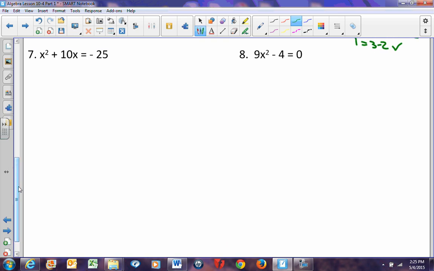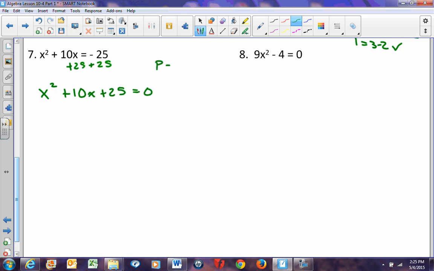Here we go. Number 7, x squared plus 10x minus 25. It is not set equal to 0, so it's not in standard form. So we need to move over the 25. So I'm going to add the 25 to both sides. So we have x squared plus 10x plus 25 equals 0.